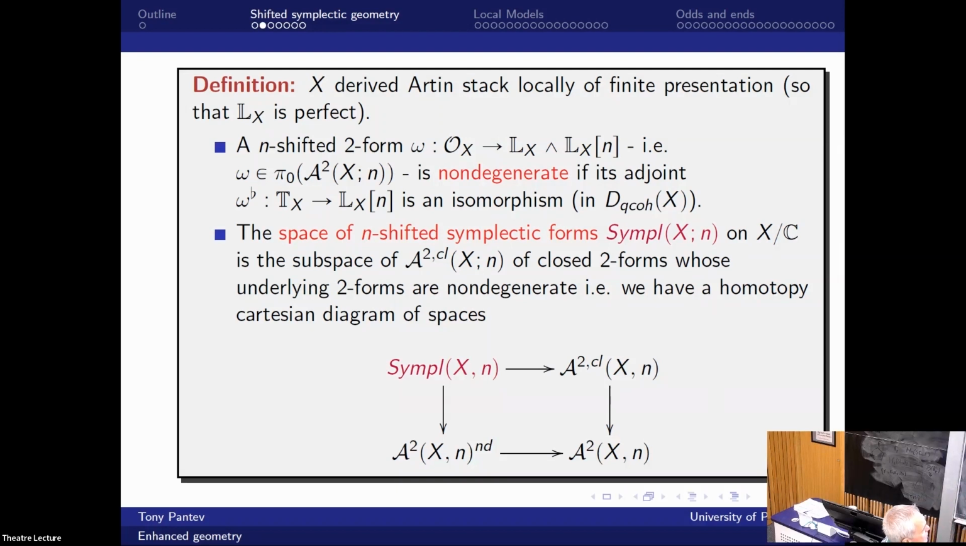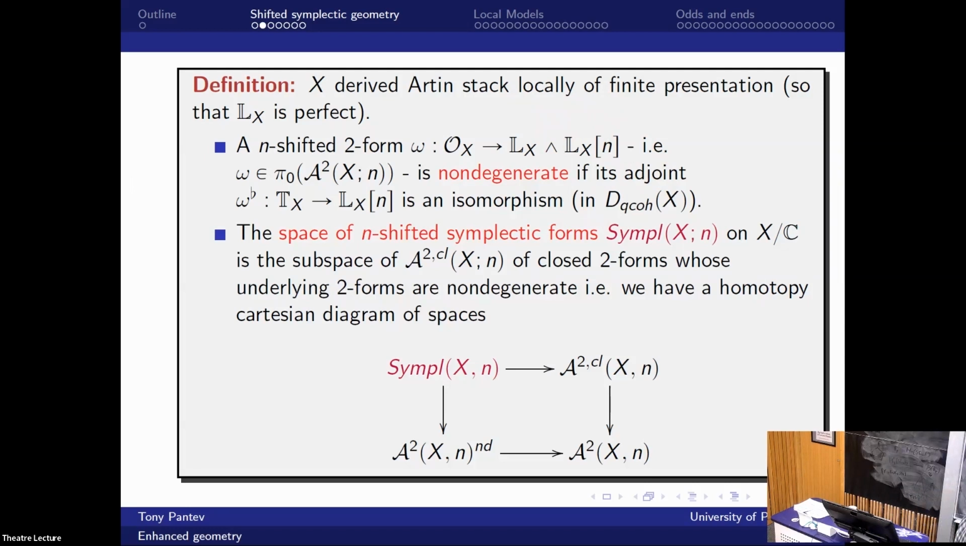So if you have one of those guys, then you can talk about two forms. These are maps from the structure sheaf to the second wedge power of the cotangent complex. But because now we're dealing with complexes, it's useful and in fact necessary to introduce an additional homological flexibility. So I'm going to talk about shifted two forms. These will be maps from the structure sheaf to the second wedge power of the cotangent complex, shifted by some integer n.